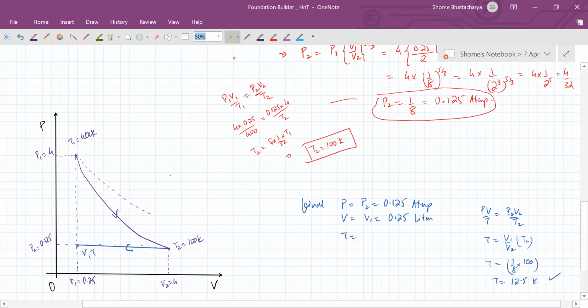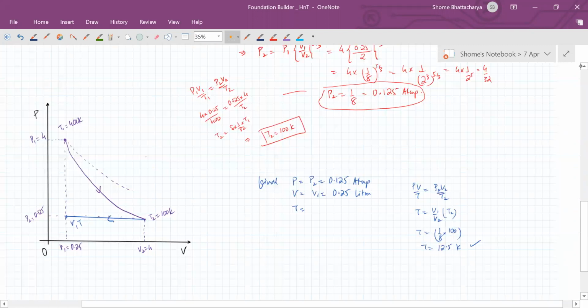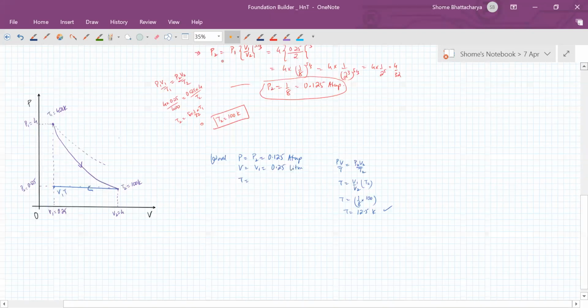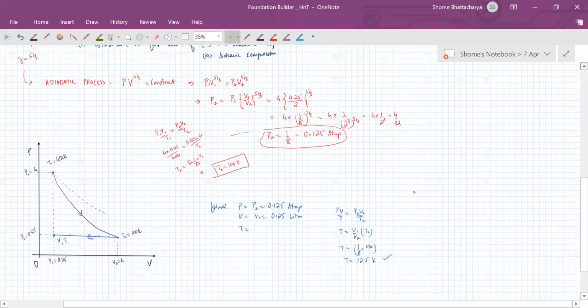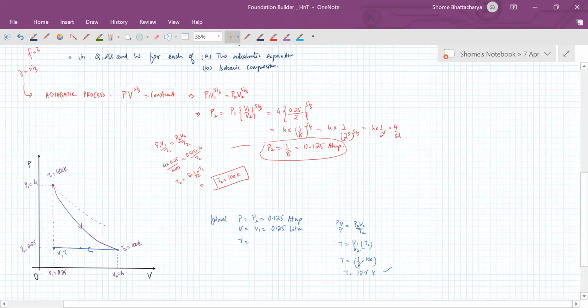Now next thing, calculate the values of Q, delta U and W for both the processes. Do the second part of the question, that is the calculation of Q, delta U and W for both the processes.